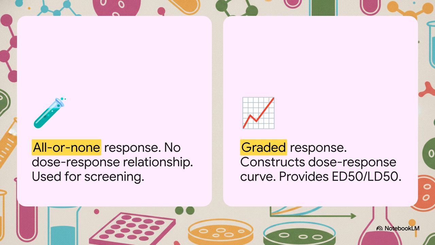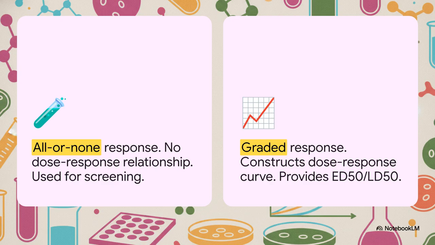Okay, definitely take close notes here because this is a classic exam question. We divide bioassays into two main types, qualitative and quantitative. A qualitative bioassay is essentially a yes or no test. It's looking for an all or none response, just to see if a specific pharmacological activity is present or absent. It doesn't give us a dose-response relationship. It's strictly used for screening or identifying the type of action.